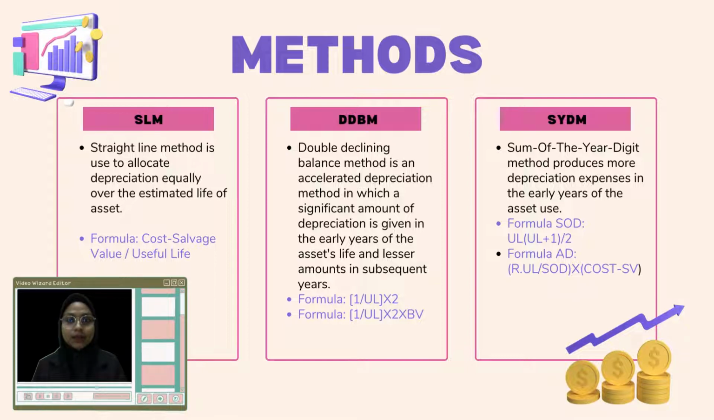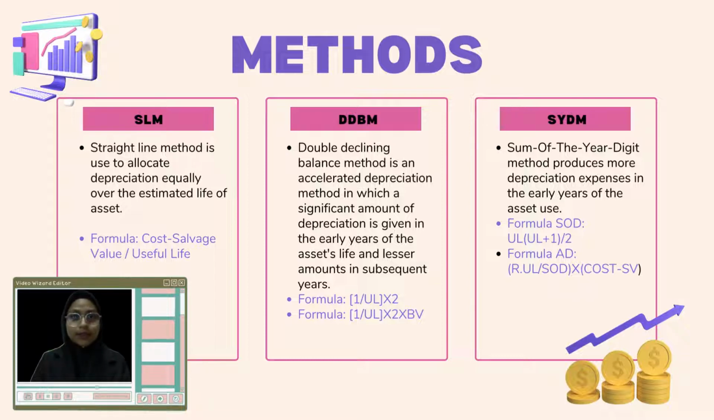The second one is the double declining balance method. This method is an accelerated depreciation method in which a significant amount of depreciation is given in the early years of the asset's life and lesser amounts in subsequent years. The method is already stated here. The first formula calculates the depreciation rate: 1 divided by useful life times 2. The second formula calculates annual depreciation: 1 divided by useful life times 2 times beginning value.